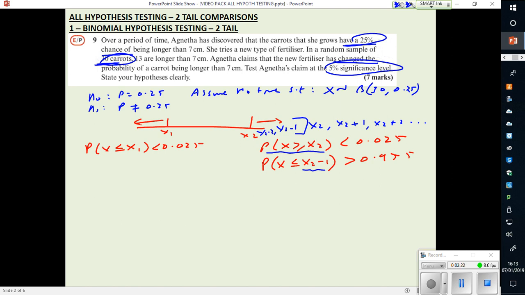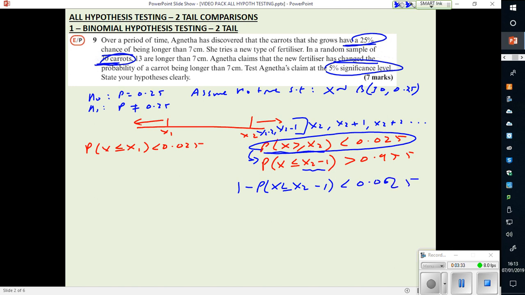So, very quickly, how can we go from this to this? We know that's the same as 1 minus P(X less than or equal to x2 take 1) is less than 0.025. We can subtract the 1 from both sides, so P(X less than or equal to x2 take 1) is less than minus 0.975. Divide by the minus 1, which flips the sign over. Okay? So that's why I don't bother writing that anymore, and I just go straight to less than or equal to and flip the sign over.